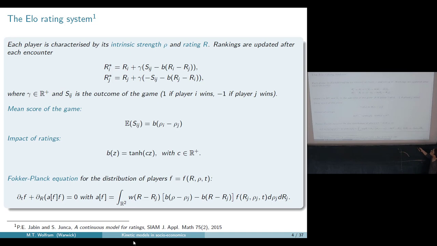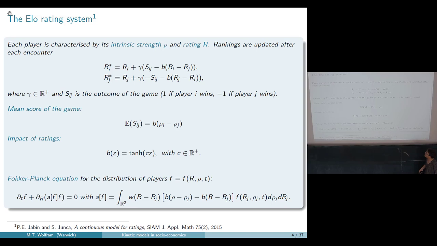And this function B is the mean score of the game, and it says that this is actually the difference between the rankings. So what is the mean score of the game? You're playing this game, and the outcome should be related to the difference in strength. If I'm playing against a strong player, it's more likely that the strong player is going to win. If you look at this function, this is a tangent hyperbolic, so it goes from 0 up to 1. In expectation, it should represent the difference in the strength.